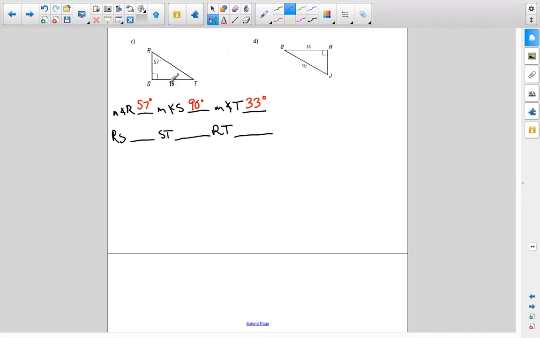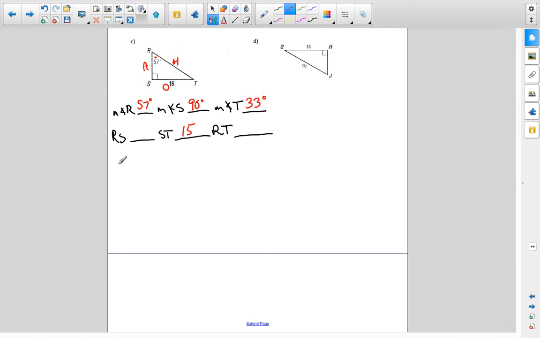Okay, the side we do have is ST. That's 15. Now we're going to have to use our trig functions. We can't use the Pythagorean theorem here because we only have one side of our right triangle. Thank goodness we have one of the acute angles. We always want to use the angle that's given to us, not the one that we found. So from the 57 degree angle, I have the opposite, I want the adjacent, and I want the hypotenuse. I'm just labeling those.